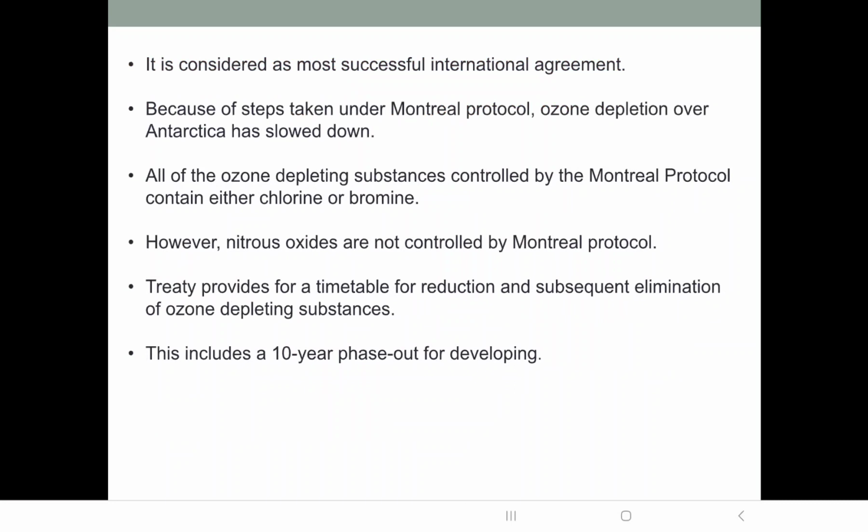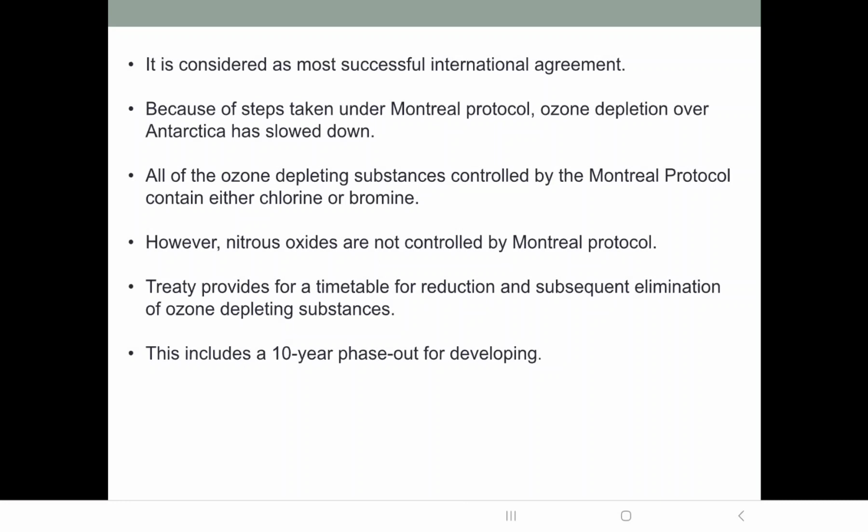So review is also done regularly, and it is considered the most successful international agreement. Now what are the results of this agreement, the Montreal Protocol? They are very positive because ozone depletion over Antarctica has slowed down.